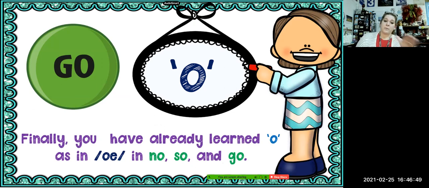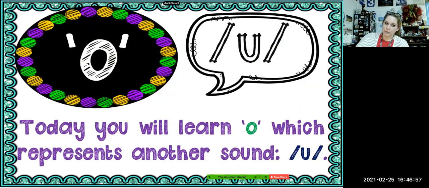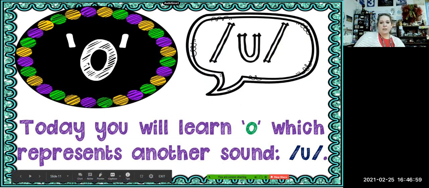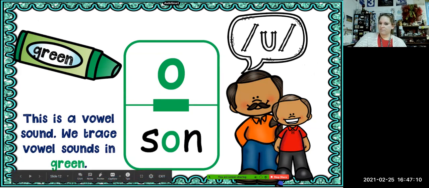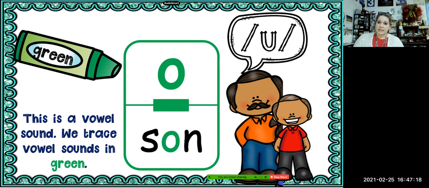And I'm sorry, this is the part we learned yesterday. So you already learned that the O is in as in O, like no, so, and go. But today we're going to learn the O, which can represent the sound, like in the word sun. There's no U in there. We talked about this a little bit yesterday. There's no U in that word, but the O makes a U sound.